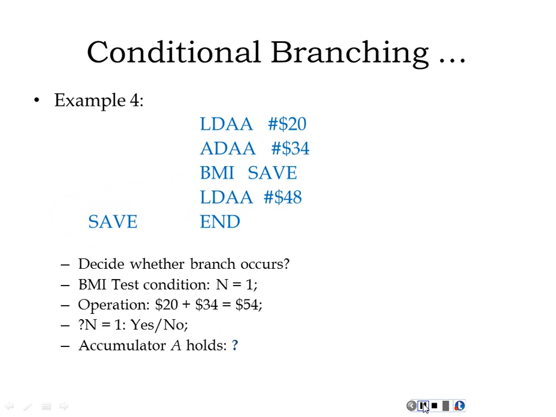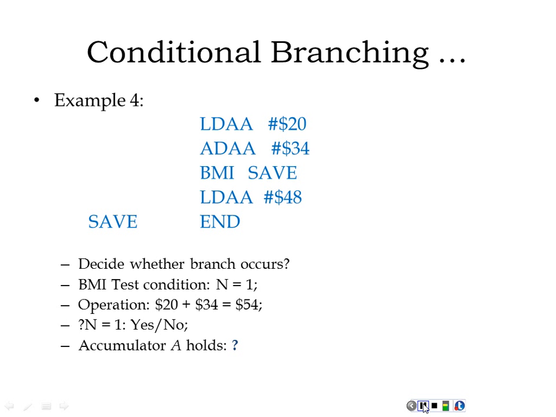So again, you have 24, 34, and your branch is to save. Again, this is a pretty much similar example. If the branch occurs, line 4 will be skipped, right? If the branch does not occur, line 4 will be executed and you will have a different thing in accumulator A. Now, if you check the branch condition, the test condition is N equals to 1.